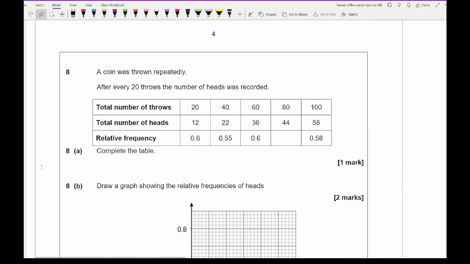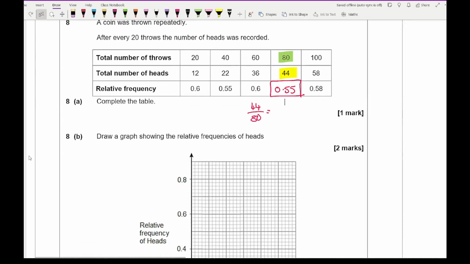Moving on to question 8, it says that a coin is thrown repeatedly. After 20 throws, the number of heads was recorded, and it says complete the table. So for this missing value, what we need to do is work out the relative frequency, which is going to be the number of times the head came up, which is 44, over the total number of throws, which is 80. So it's going to be 44 over 80, which is 0.55.